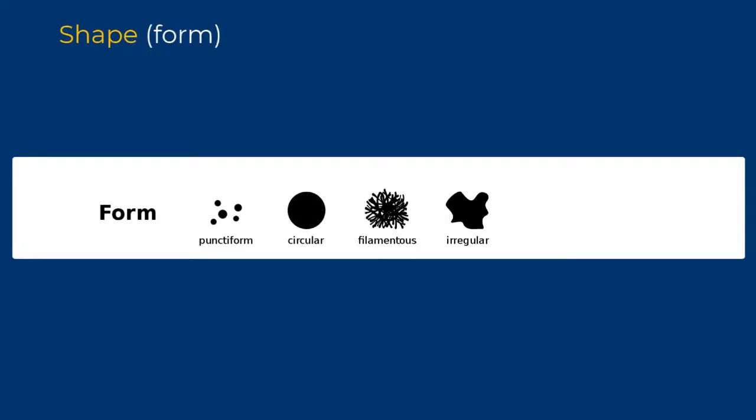Now, shape or form. Some bacteria form tiny colonies called punctiform. Round colonies are called circular. Colonies with a stringy appearance are called filamentous. Others are irregular in shape. Rhizoid colonies have these root-like structures sticking out from them, and others are spindle-shaped.